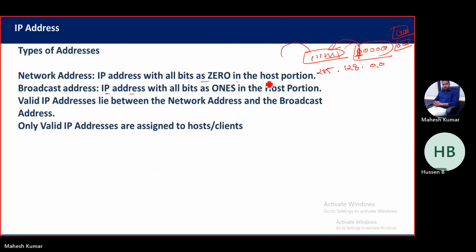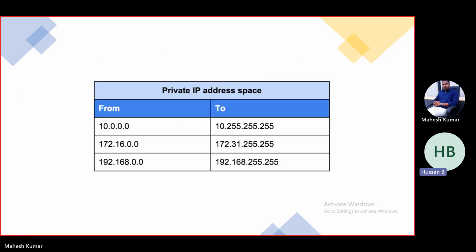You will understand this better in subnetting and FLSM in the upcoming classes; I'm just giving the overview along with the IP addresses. Valid IP addresses lie between the network address and the broadcast address, and only valid IP addresses are assigned to the host and the client. Host and client are the same. Minus two, the remaining are usable.